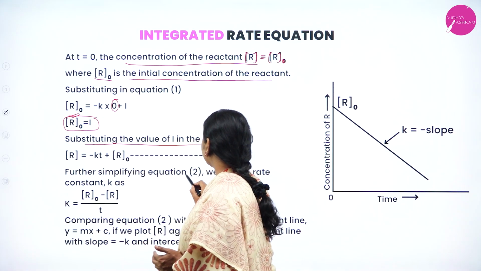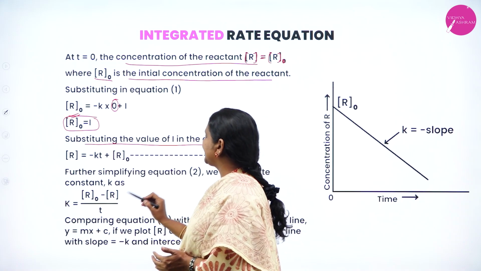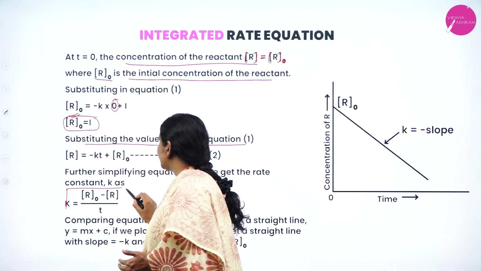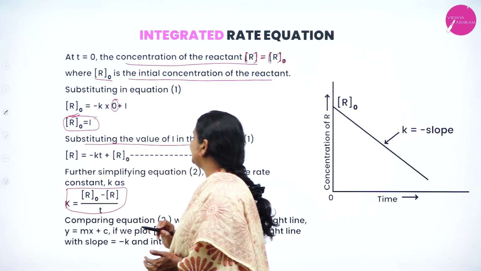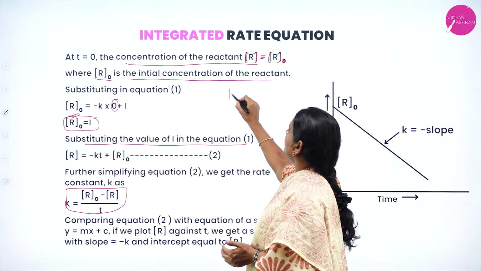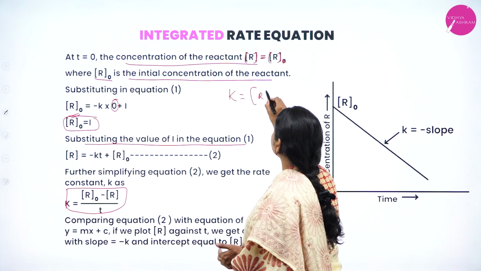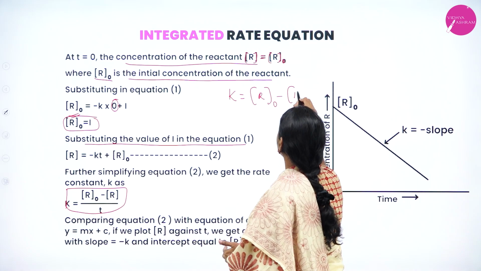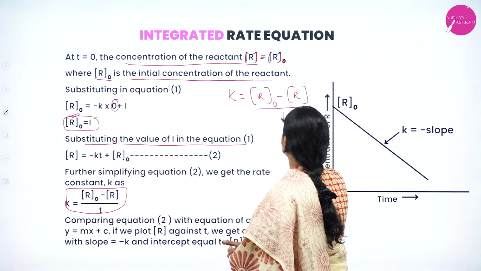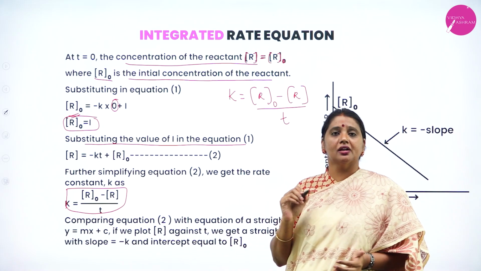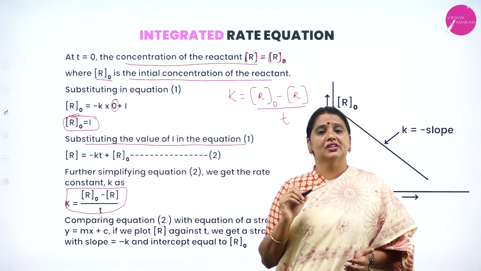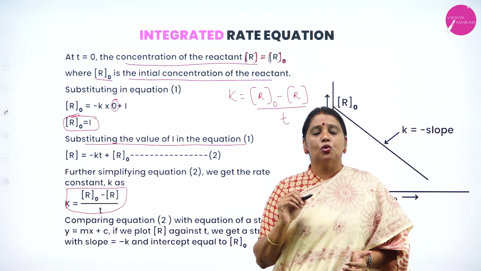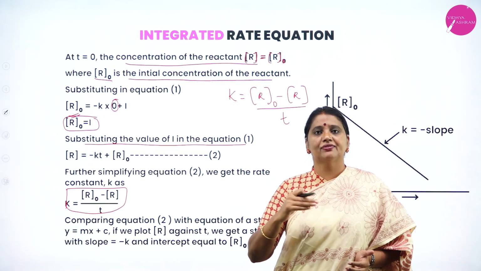Further simplifying equation 2, we get the rate constant k as R0 minus R divided by t. Therefore, the integrated rate equation for zero order reaction is k equals R0 minus R divided by t. What is R0? R0 is the initial concentration of the reactant. R is the molar concentration of the reactant after time t.